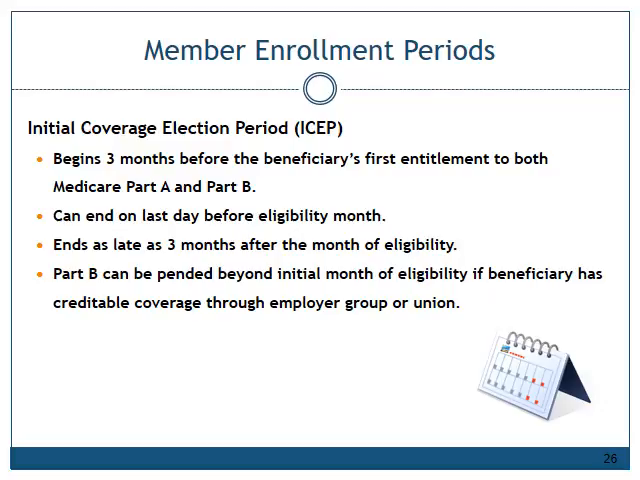Member enrollment periods. Initial coverage election period, ICEP, begins 3 months before the beneficiary's first entitlement to both Medicare Part A and Part B. Can end on the last day before eligibility month. Ends as late as 3 months after the month of eligibility. Part B can be pended beyond the initial month of eligibility if the beneficiary has creditable coverage through an employer group or union.